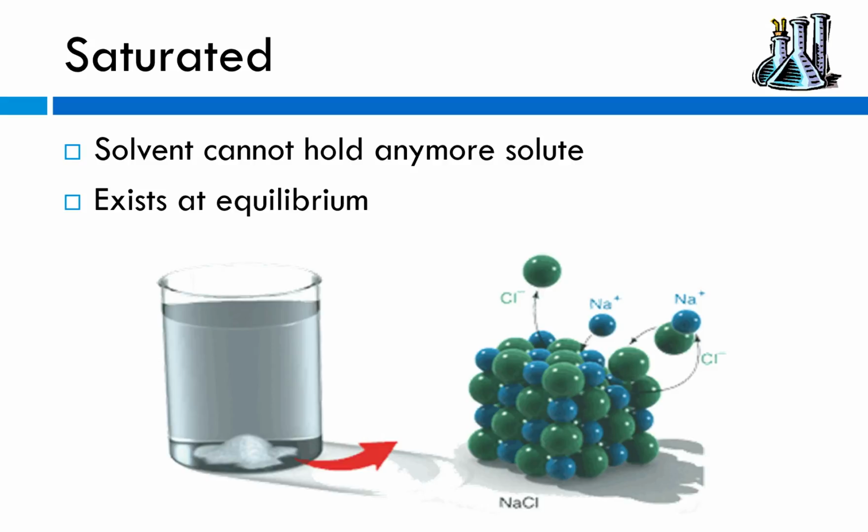If we think about something like a saturated solution of sodium chloride, that means that we cannot dissolve any more sodium chloride into the water. When we say it exists at equilibrium, we've got two opposing processes occurring at the same rate. And this picture is trying to show you what's going on. The rate at which the sodium and chloride ions are dissolved would be equal to the rate at which the sodium and chloride ions come together to reform the crystal lattice.